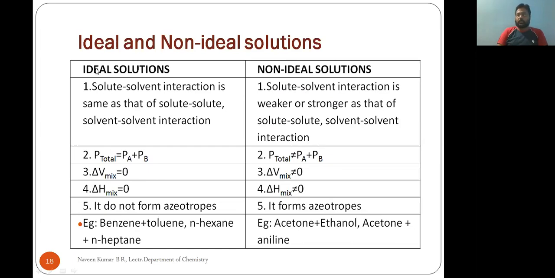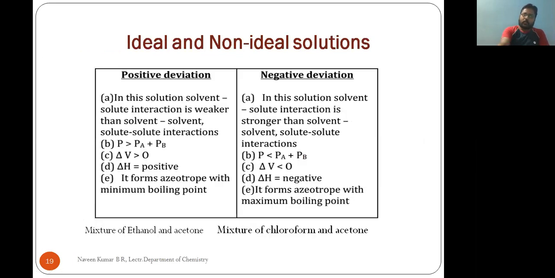Ideal solutions do not form azeotropic mixtures, whereas non-ideal solutions will form azeotropic mixtures. So they will form minimum and maximum boiling azeotropes. We'll discuss that in the next slides. Example, any simple examples you can remember. It should be a mixture of two compounds. As it is a solution, when you are going to remember examples, try to practice with two components.